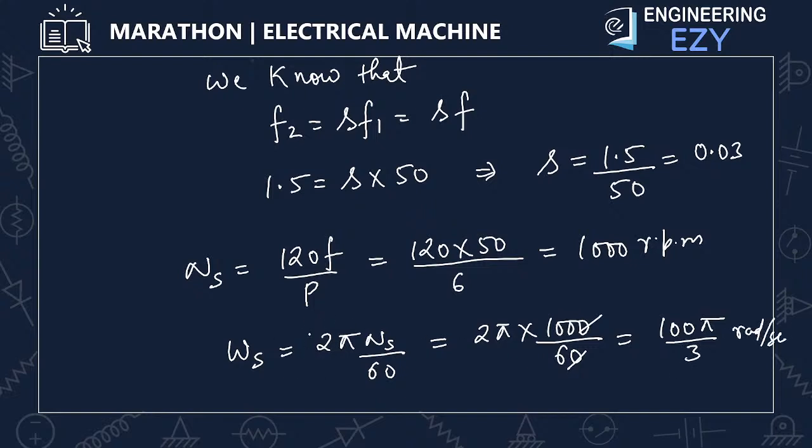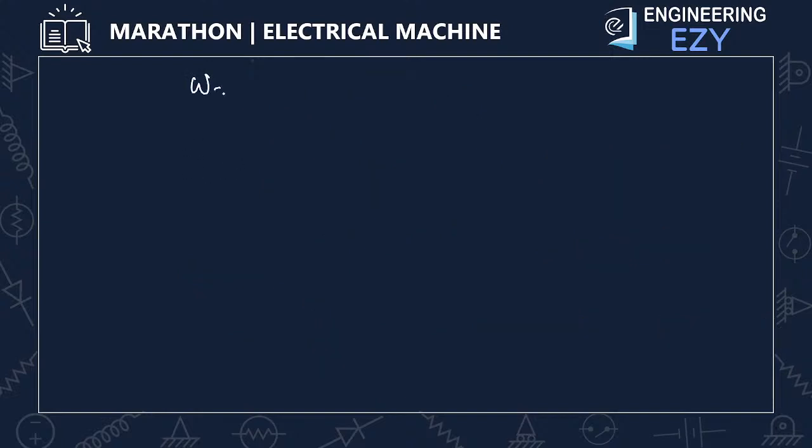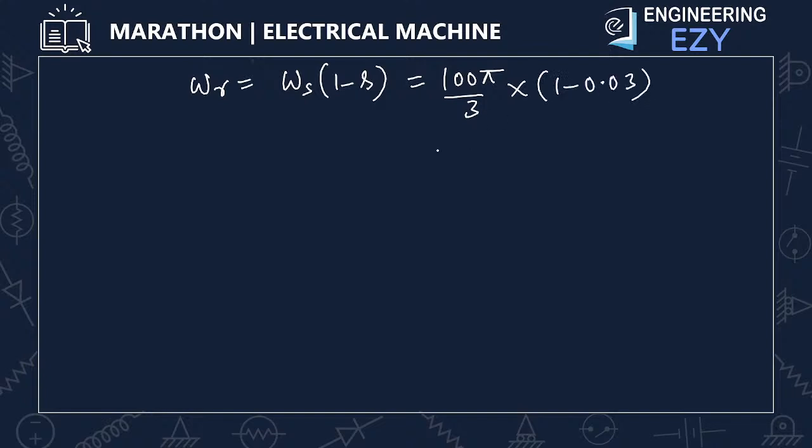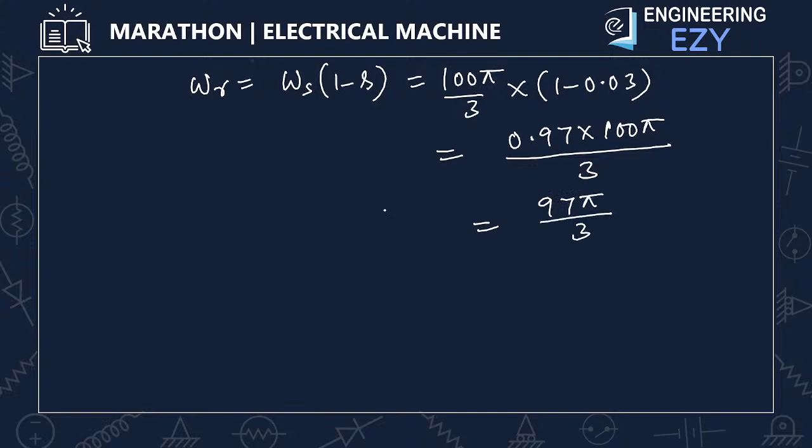And once we calculate omega s, now we can calculate omega r. What is omega? Angular frequency in radian per second. Rotor speed is omega s times 1 minus s. So it is 1000 pi by 3 multiplied by 1 minus 0.03. I am giving each and every calculation step, otherwise I can skip these steps and give the direct answer. So what is the TR?